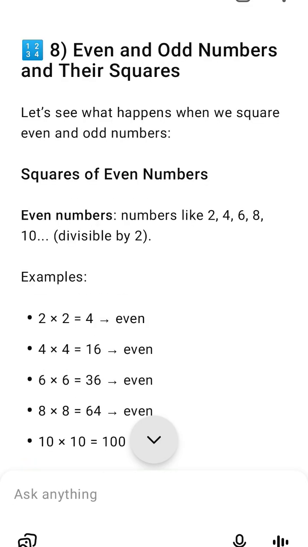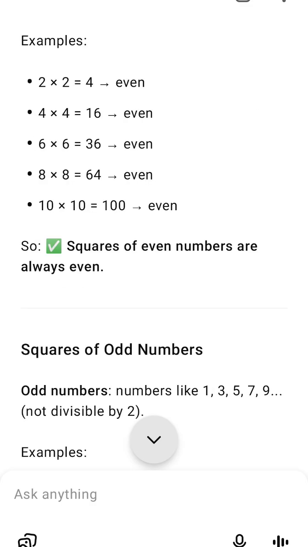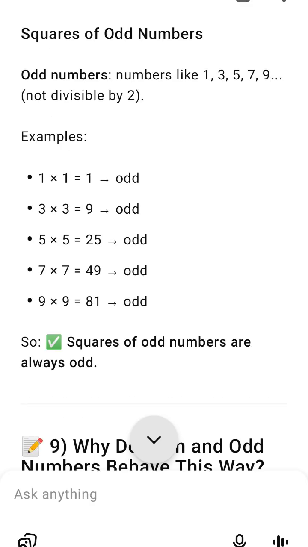10. Final super simple summary. If a number ends with zeros, its square will end with double the zeros. Square numbers always have an even number of zeros at the end. Squares of even numbers are even. Squares of odd numbers are odd.